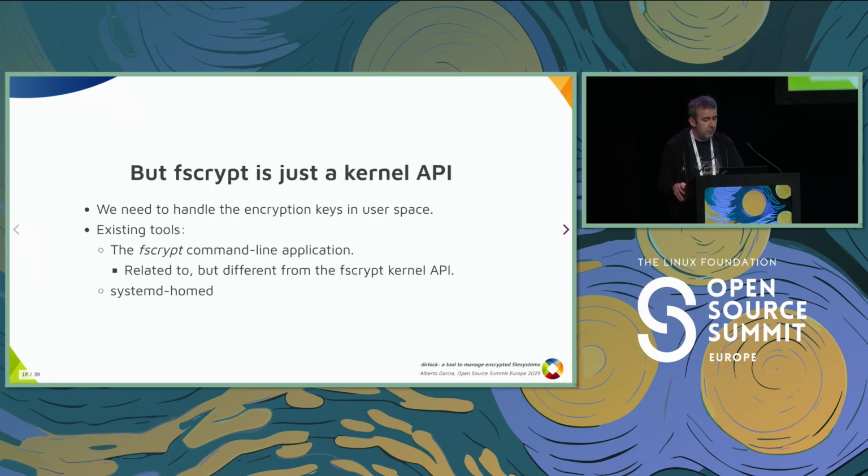The existing tools that I was evaluating were, first of all, a tool called fscrypt as well, confusingly enough. It's related to the fscrypt kernel API, but it's different. It manages the metadata, etc. But you can use the kernel API without using this fscrypt tool and its file formats. And then there's the systemd-homed project that I'm going to mention in a minute.